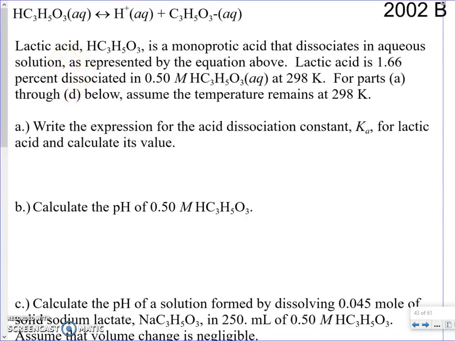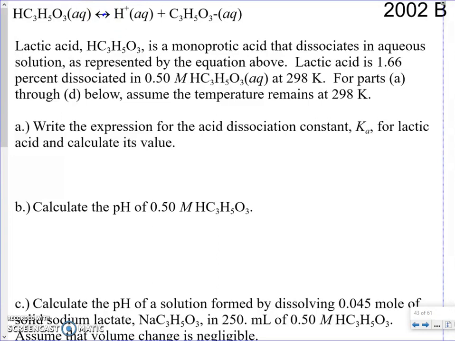If I'm looking at this problem, the first thing I notice is that we have lactic acid, which we're given the equation for up here, and it is monoprotic. All that means is it gives up one hydrogen, and that it dissociates in aqueous solutions. Of course, we've been doing this forever now. The one thing I will say is this is a little bit of an older problem.